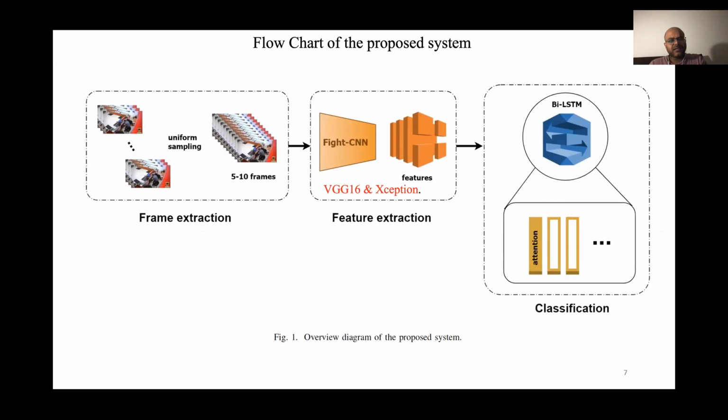Here I present the flowchart of this methodology. Before the samples are sent into feature extraction, the videos are sampled into 5 to 10 different frames. And then on the feature extraction side, VGG16 and Xception were used. In addition, the fight CNN was also used in this process. On the classification side, the BiLSTM along with the attention layer was used in this proposed system.